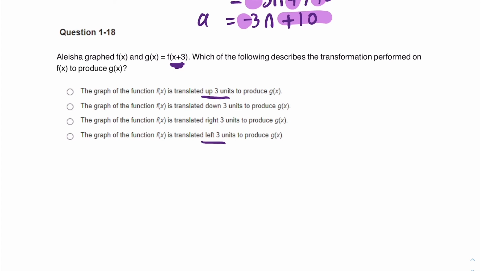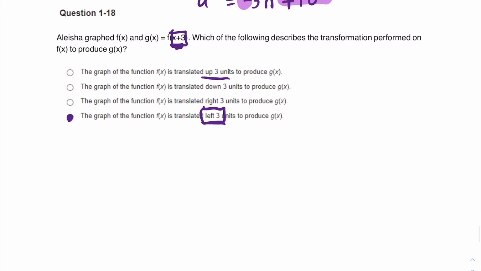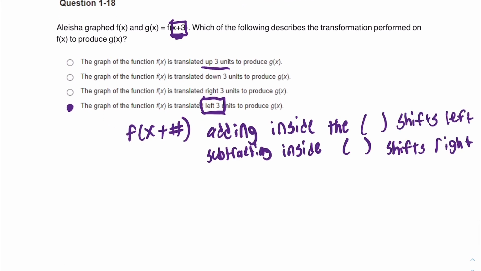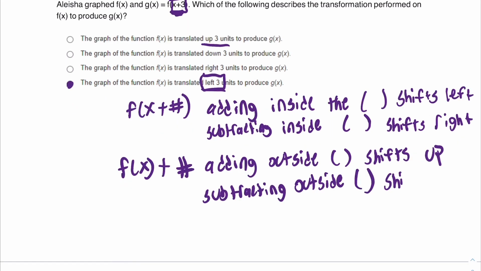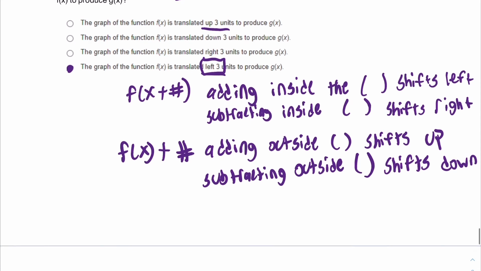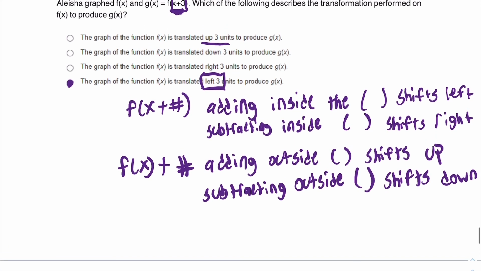But once we know things after lines, you'll know that a plus 3 inside the parentheses means that really we're shifting left the whole graph. So let me just write that little note. Once we start doing curved lines, this is going to be a lot easier to see, but this is basically how it goes. If you add something inside of the parentheses, that shifts the graph left. If you subtract something inside the parentheses, that's going to shift the graph right.